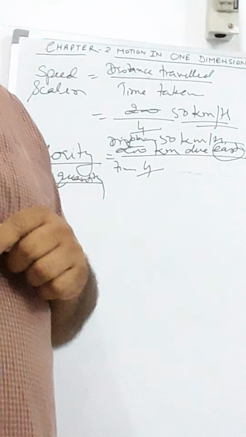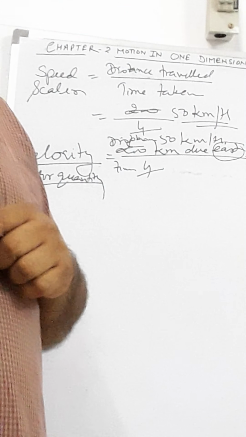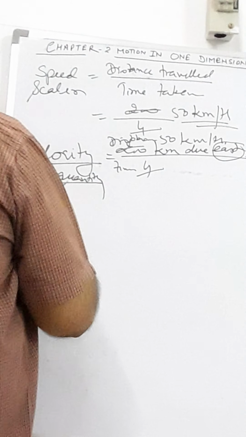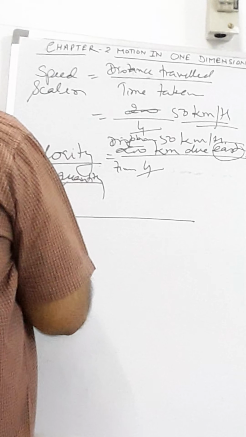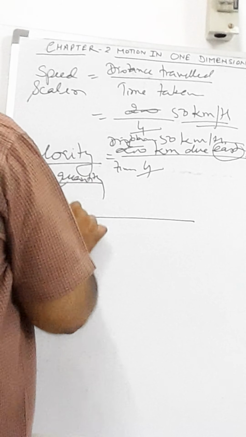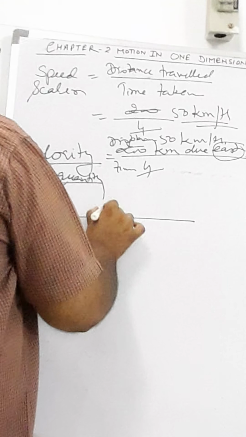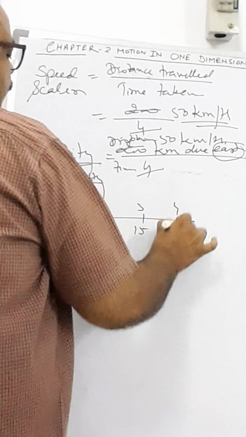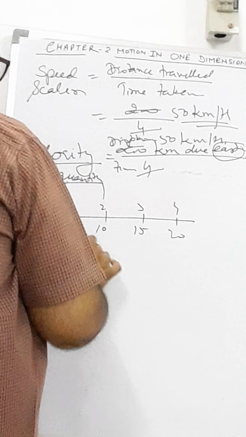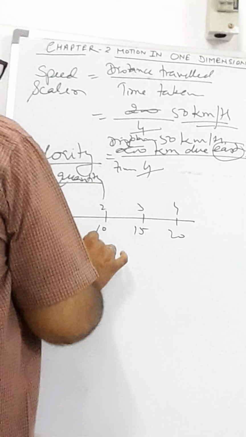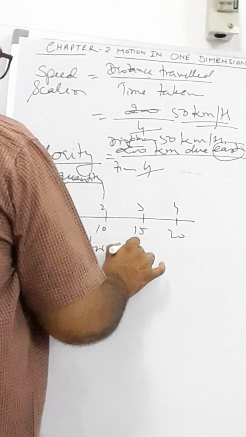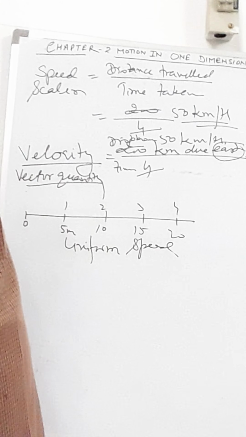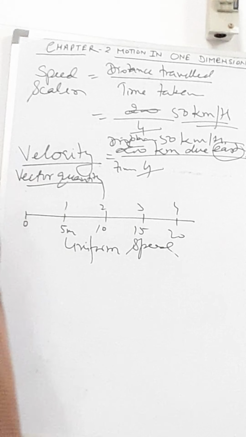Uniform speed means a body is said to be moving uniformly if it covers equal distance in equal intervals of time. For example, at 0, then 1 second 5 meter, 2 seconds 10 meter, 3 seconds 15 meter and 4 seconds 20 meter. This is uniform speed: equal distance travelled in equal intervals of time.